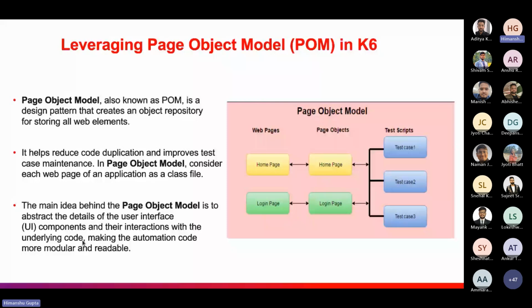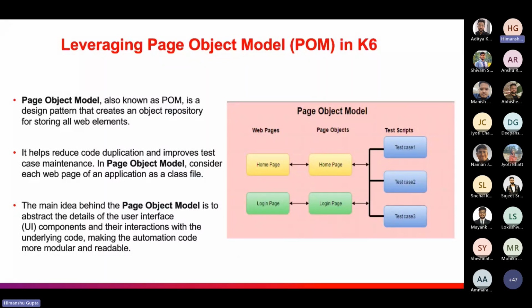How we can utilize page object model in our scripts is that we are going to create a page folder, and in the page folder we are going to create specific page classes. Like for the home page, we have created a home page object model, and there we will write all the elements or locators that we are going to use for the user scenario in our scripts. Page object models help reduce code duplication, and they also improve test case maintenance.